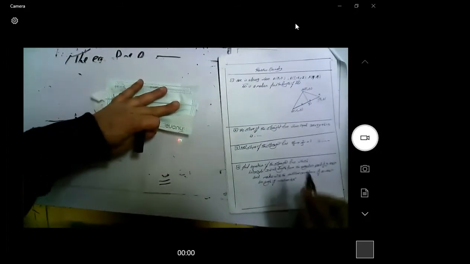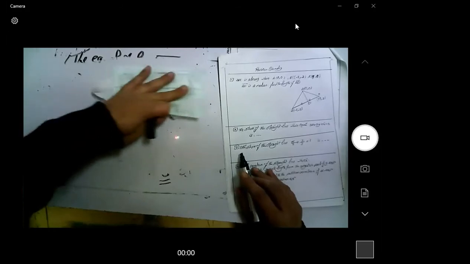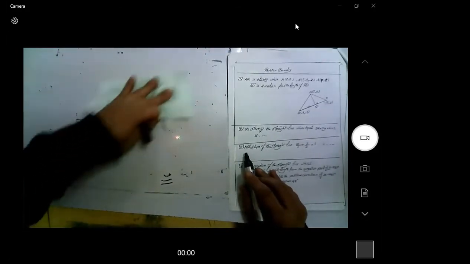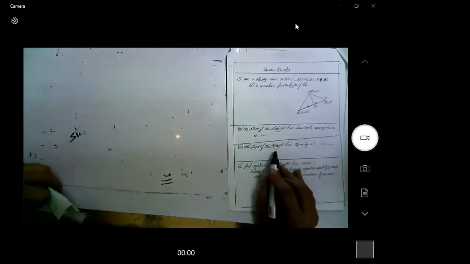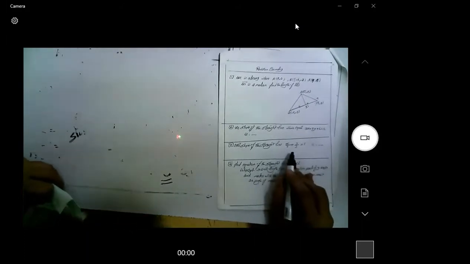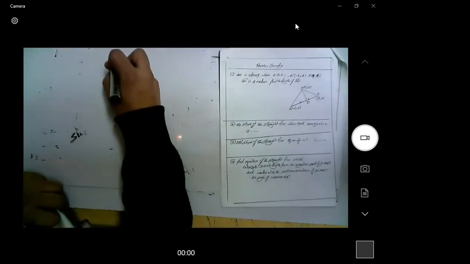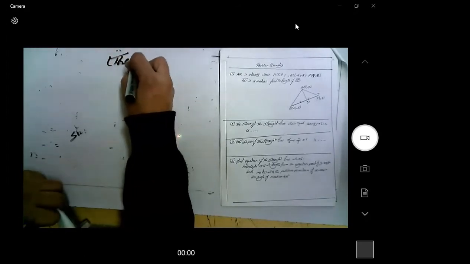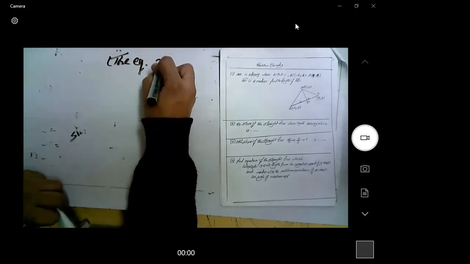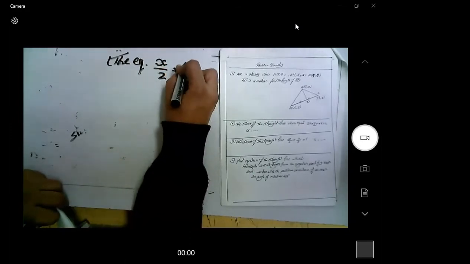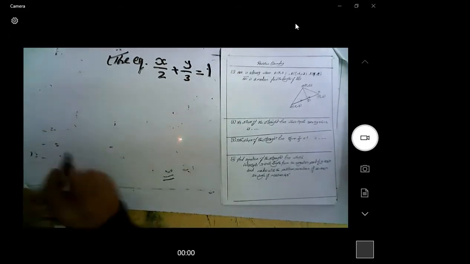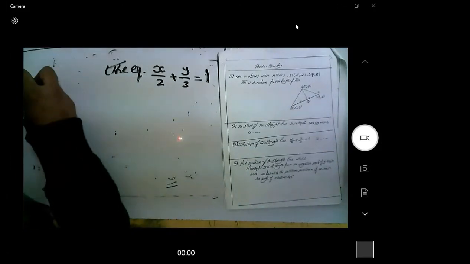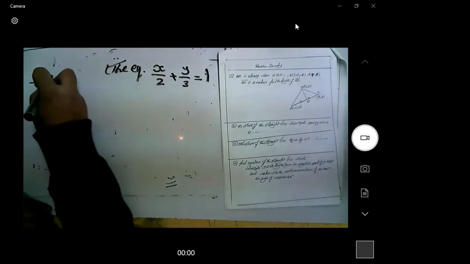Look at the third question. The third question is the same as the second question. We need the slope of the straight line whose equation is x over 2 plus y over 3 equals 1. You know that the right form of the equation is y equals mx plus c.